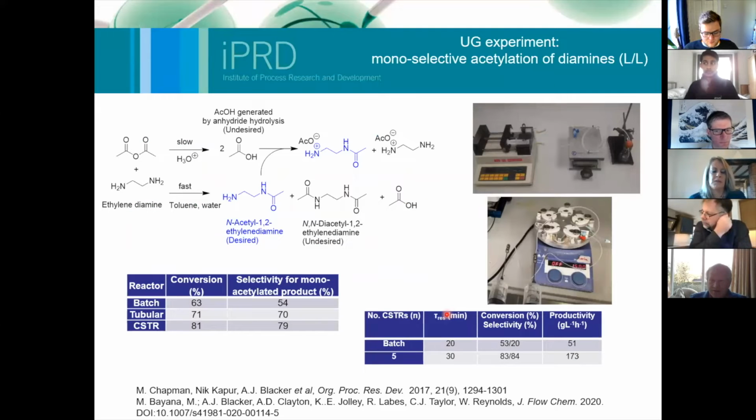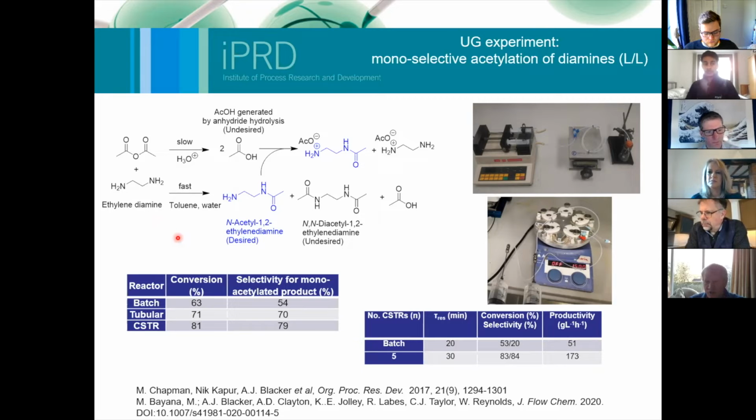So to start with then, the undergraduate experiment that we've run for several years now, and is actually published in this paper if you want to get more details from it, involves the selective reaction of a diamine, a difunctional substrate, with acetic anhydride. The diamine is dissolved in water, and the acetic anhydride is dissolved in toluene. And when the two are mixed together, you get a 2-phase system. And then the better the mixing is, the better the rates of reaction.